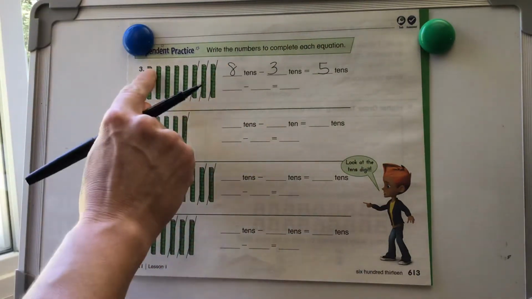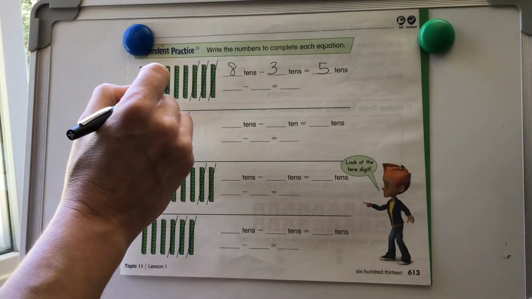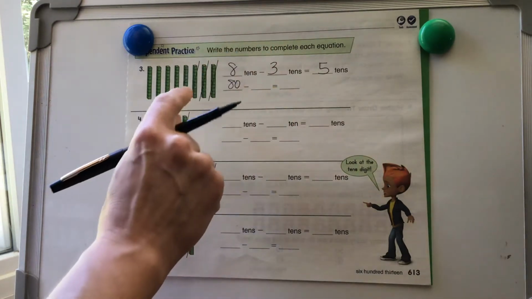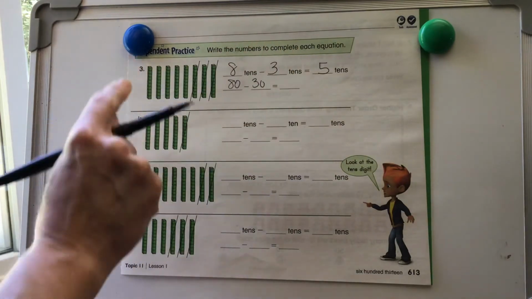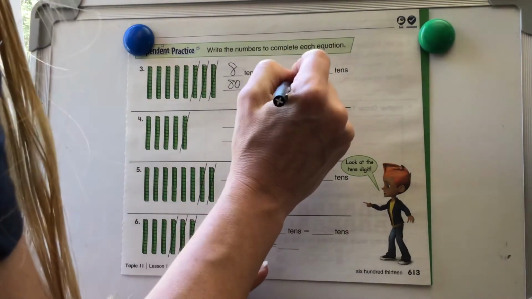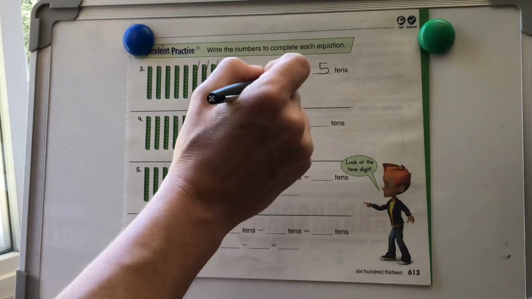Now, each 10 stick is worth 10. So now we're going to count by tens. 10, 20, 30, 40, 50, 60, 70, 80. 80 minus 10, 20, 30 equals, let's see what we have left, 10, 20, 30, 40, 50 equals 50. And again, you can see the pattern, 8, 8, 3, 3, 5, 5.